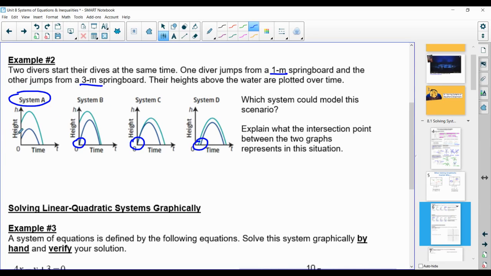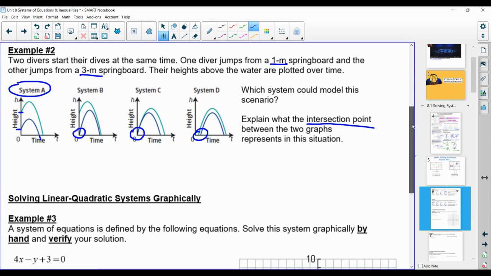All right, so system A makes the most sense. One's taking off at 3 meters, one's taking off at 1 meter. They come up into the air and then come down. Now, with the question about intersection point, these graphs don't have an intersection point during that domain. So during that time frame, there is no intersection point. So that means our divers don't crash into each other, which is probably a good thing.